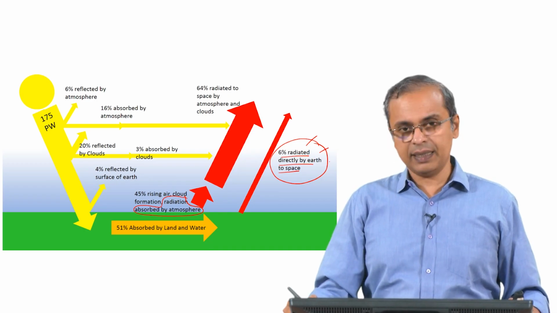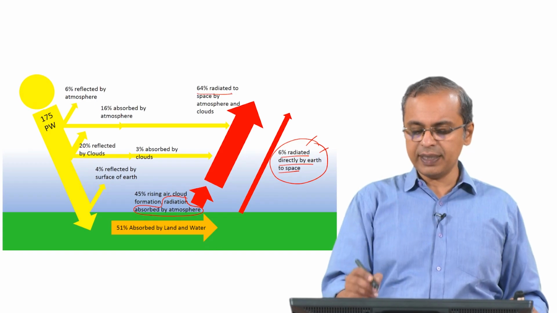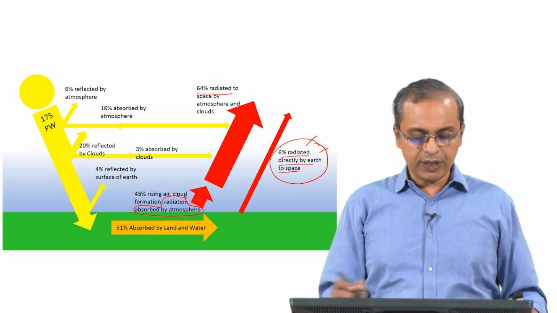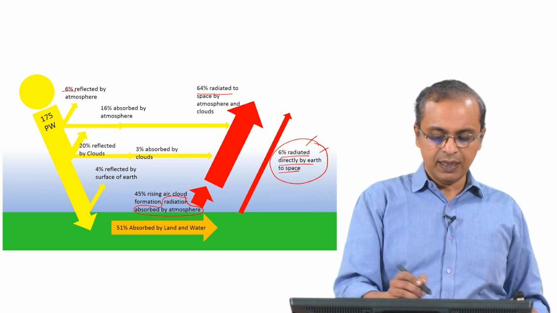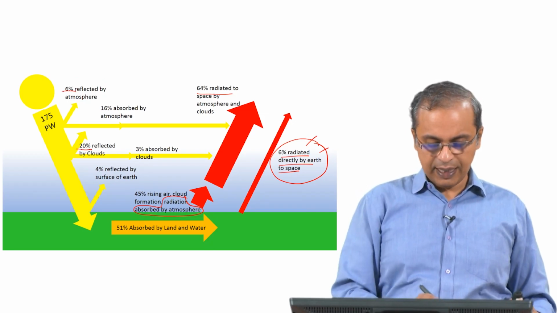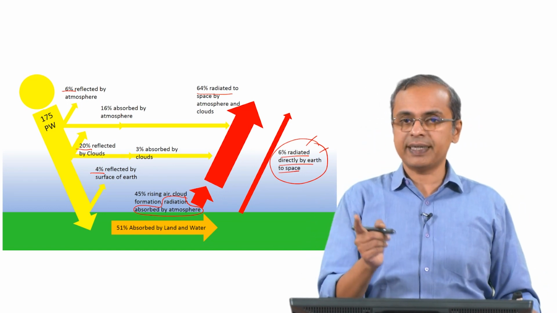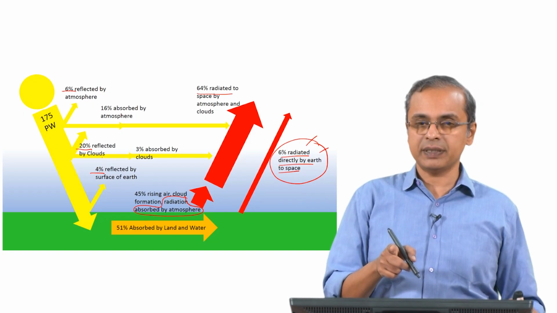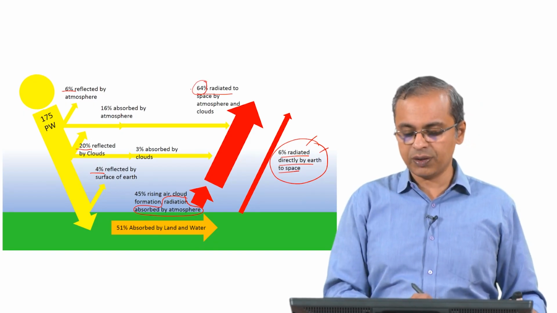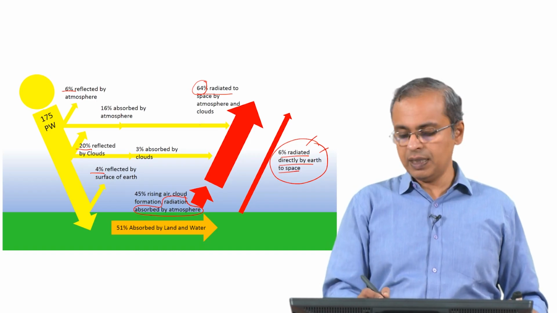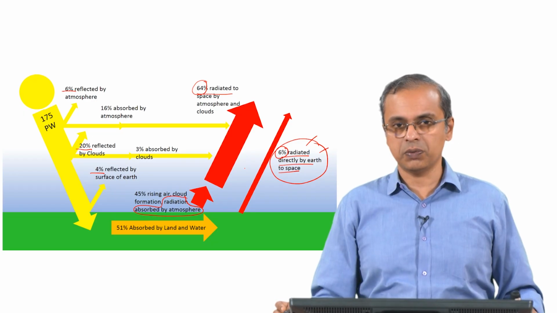Okay, so if you take this total 6% here and 64% here, that is 70%, and we already saw that what was reflected was the remaining 30%. So, that is your 6% here, 20% here and 4% here. So, already 30% just got reflected. We only have to account for the remaining 70%, and the remaining 70% we are accounting for here. 64% is getting radiated to space by atmosphere and clouds, and 6% is getting radiated to space directly from earth. So, this is what is happening.